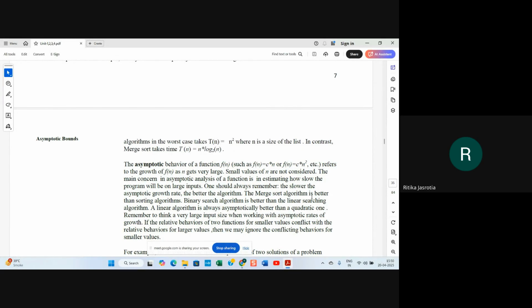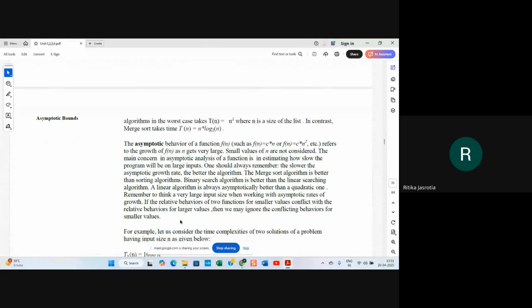The merge sort algorithm is better than the standard sorting algorithms. Binary search algorithm is better than the linear search algorithm. A linear algorithm is always asymptotically better than a quadratic one. Remember to think of a very large input size when working with asymptotic rates of growth.